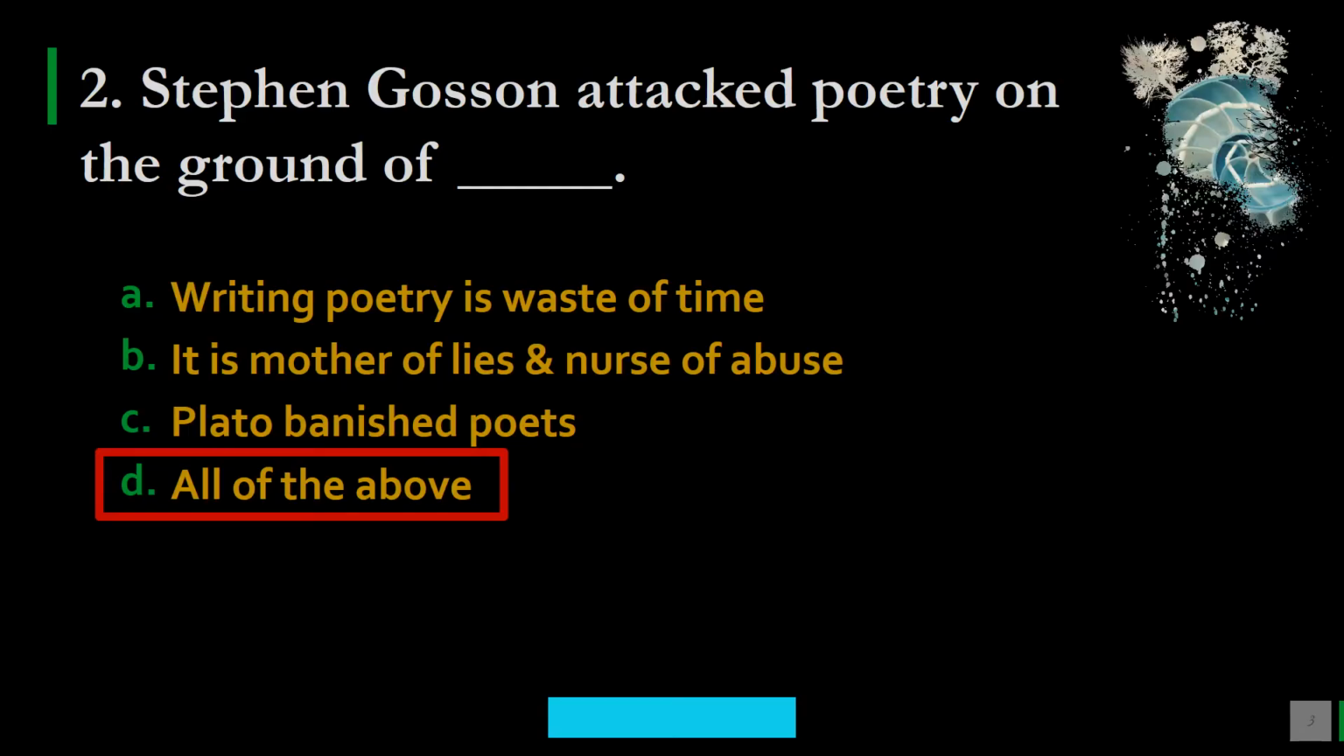Stephen Gosson is a contemporary of Sir Philip Sidney, and he composed a treatise in which he attacked poetry. He criticized poetry due to these reasons. According to him, poetry is the mother of lies. It is the nurse of abuse. Poetry is nothing but a waste of time. We can make better use of our time by using other things than poetry. He also stated that Plato banished poets from his ideal state. And to this, Sir Philip Sidney gave reply in the form of An Apology for Poetry.